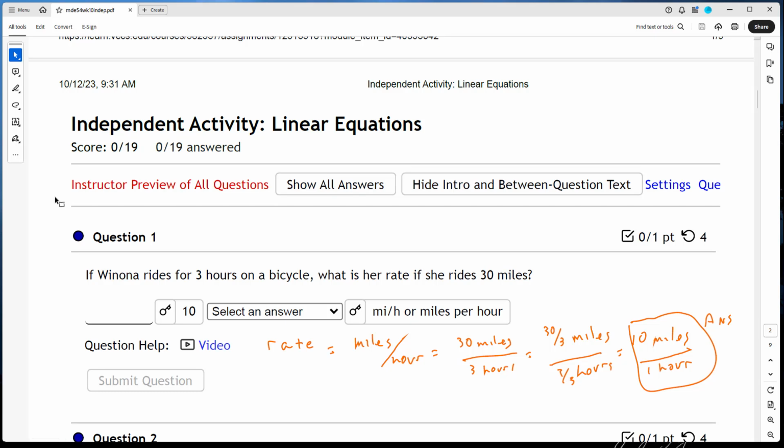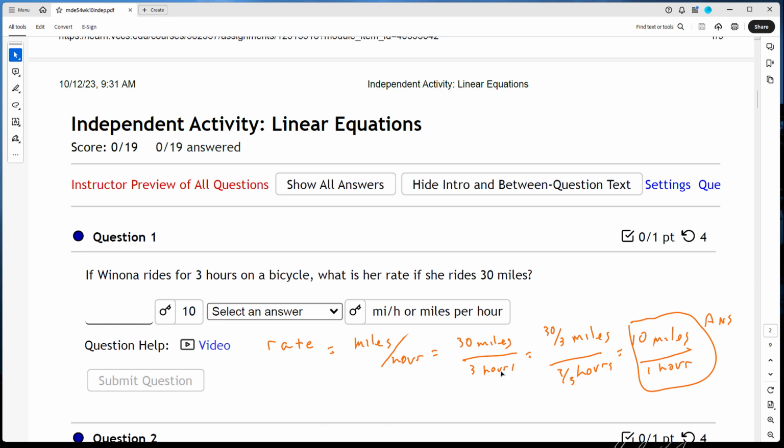This one here is week 10, independent activity, linear equations. Question 1. If Winona rides for 3 hours on her bicycle, what is her rate if she rides 30 miles? So the rate is going to be in terms of miles per hour.